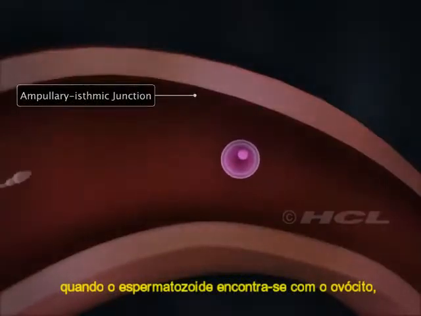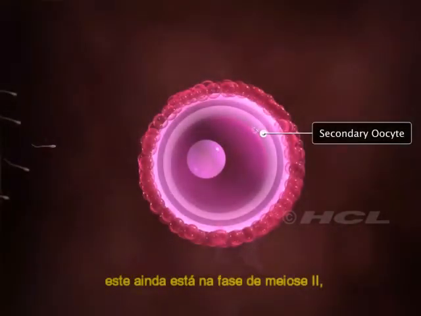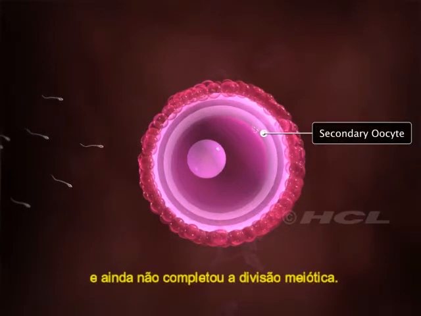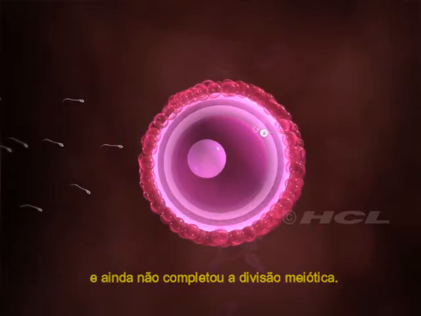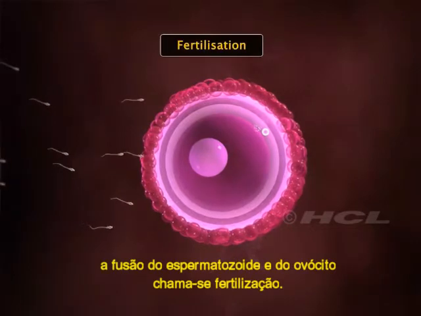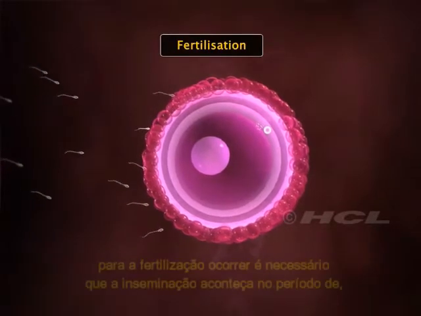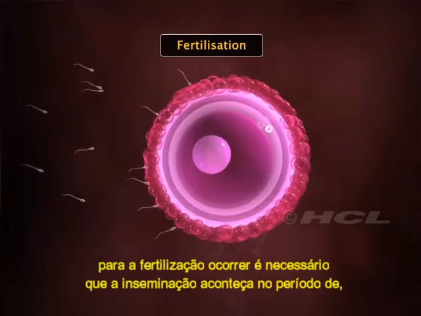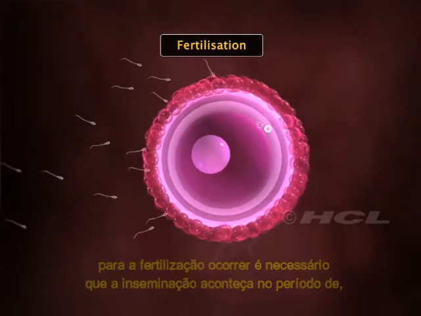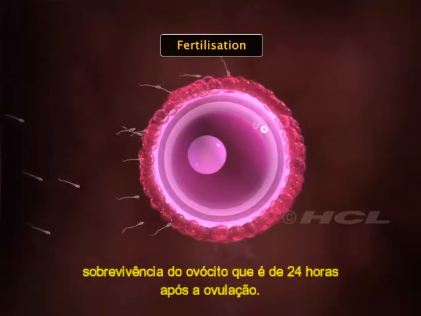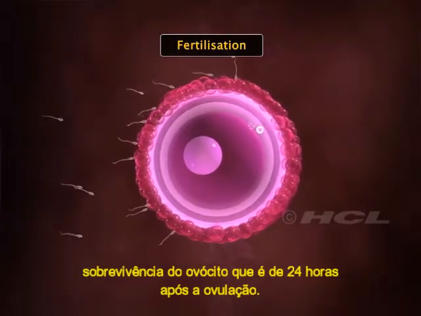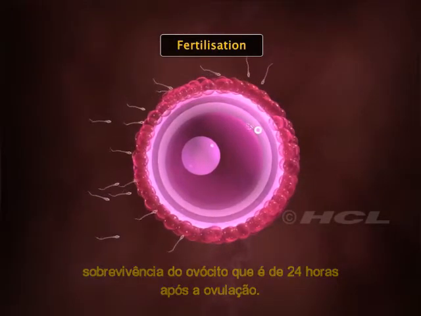When a sperm meets the ovum, it is in the secondary oocyte stage. It has not yet completed its second meiotic division. The fusion of sperm and ovum is called fertilization. For fertilization to take place, the sperms must be released in the vagina during the period that the egg is alive, that is, within 24 hours after ovulation.